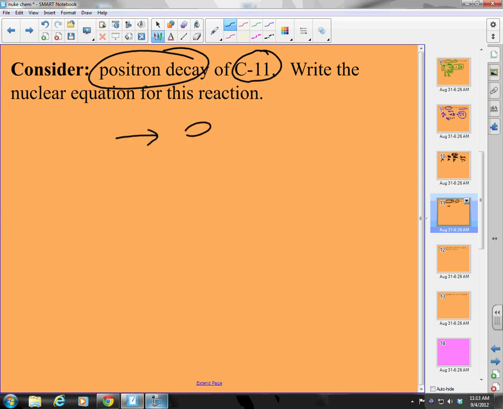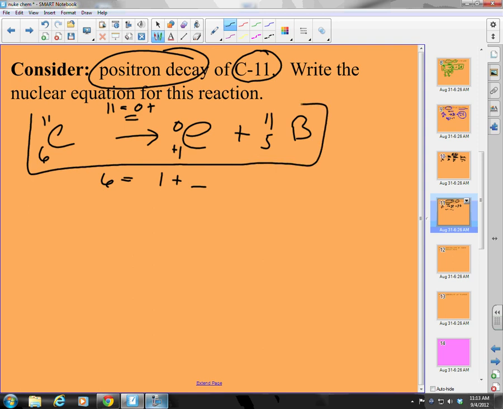If it's positron, it's e 0 plus 1. I start with carbon 11. Carbon is 6. So what's 11 plus 0? 11 equals 0 plus what? 11. 6 equals 1 plus what? Looks like 5. 11, 5. 5 must be boron. So this is my nuclear equation for the positron decay of carbon 11. Good. Let's see what you can do.